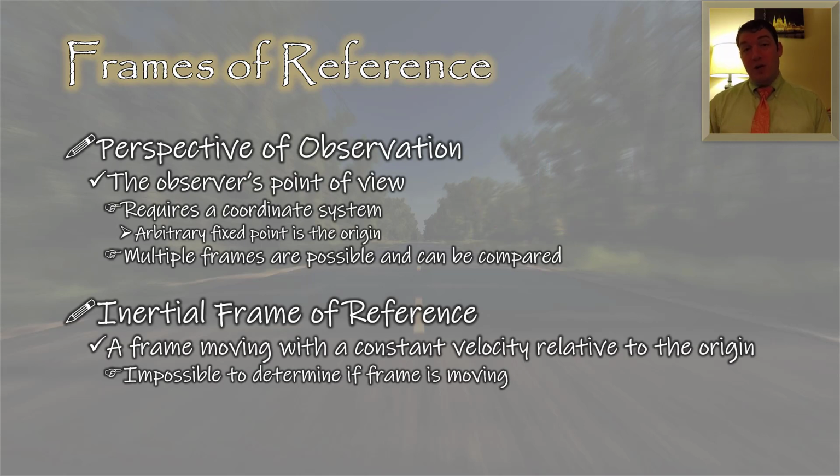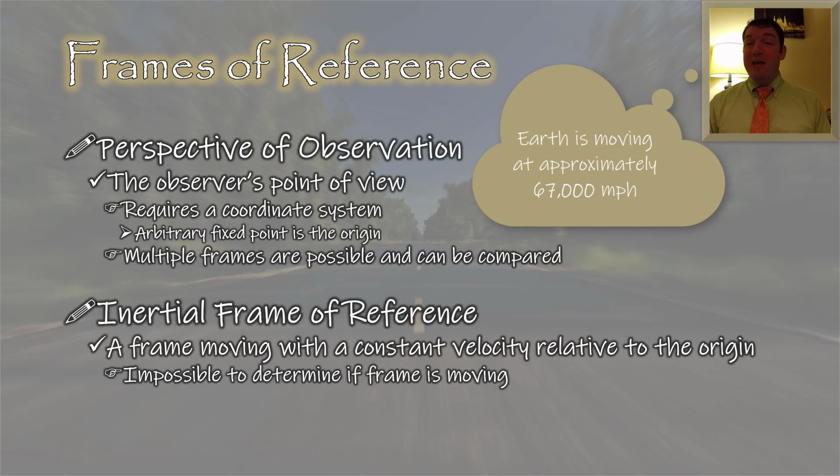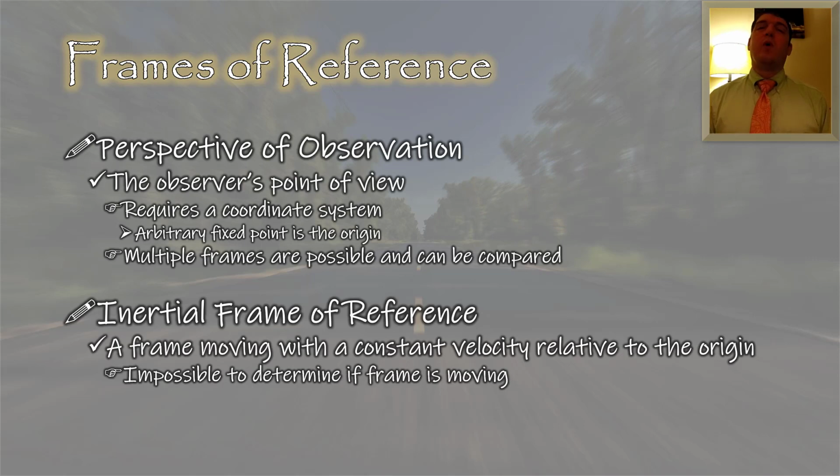Even more extreme is thinking about being on Earth. Earth is moving many, many, many more times faster than an airplane. But when we look around, we feel like we're not moving at all. And that's because relative to the Earth, we're not moving. So the Earth would be an example of an inertial reference frame. It's moving at a constant velocity. We'll work more on what it means to be an inertial reference frame or a non-inertial reference frame later in the year.